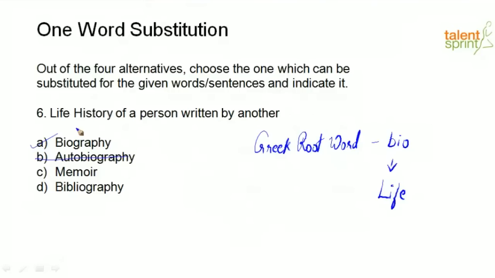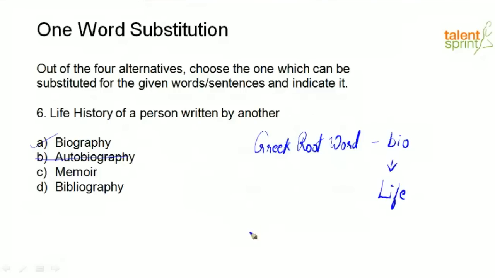And that's our answer. Memoir, on the other hand, is more of an account of the personal experiences of an author. And bibliography is just a list of the works of either a specific author or a publisher, right? So our answer option for the sixth one is biography and not autobiography.